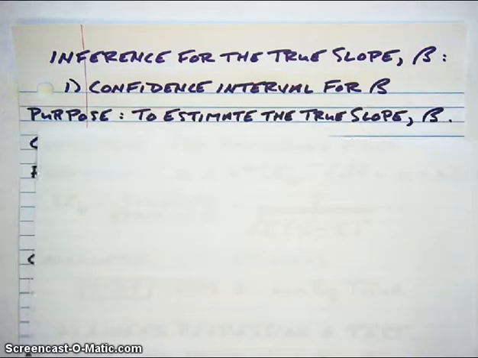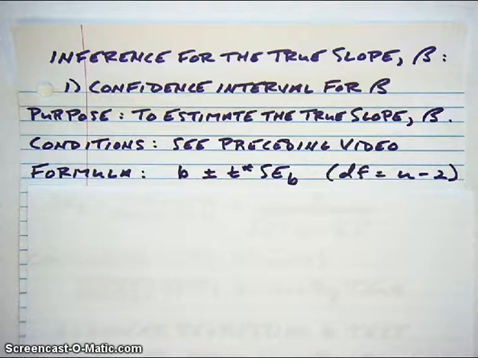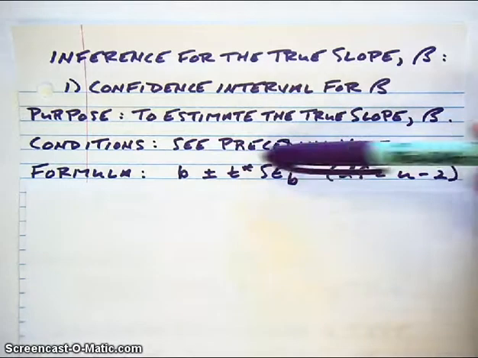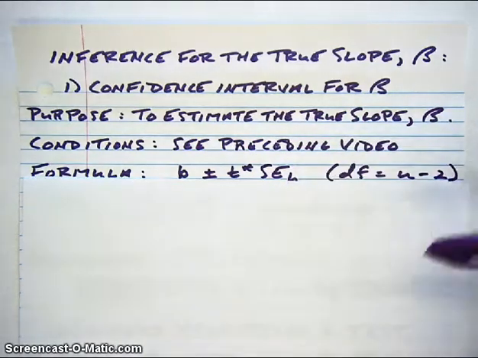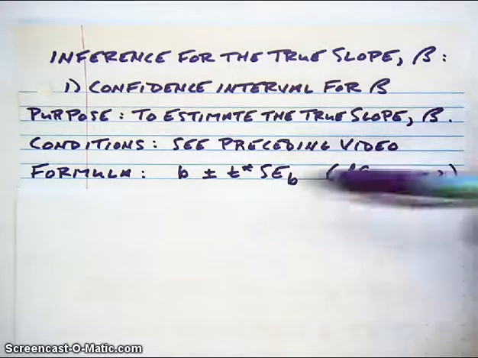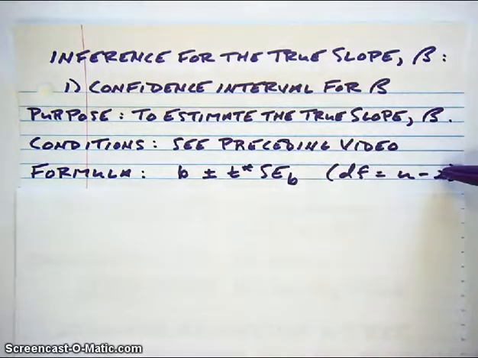The purpose is to estimate the true slope beta. The conditions are in the preceding video and the introduction to inference for regression. The formula is b plus or minus t star times SE of b. We have a statistic plus or minus a critical value times the standard error. This is the standard error of b, our slope coefficient from our data. And this confidence interval uses n minus 2 degrees of freedom.